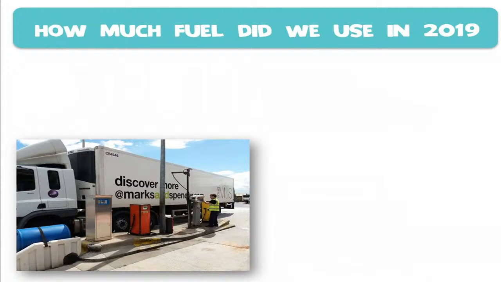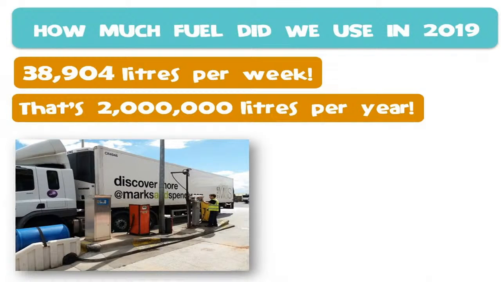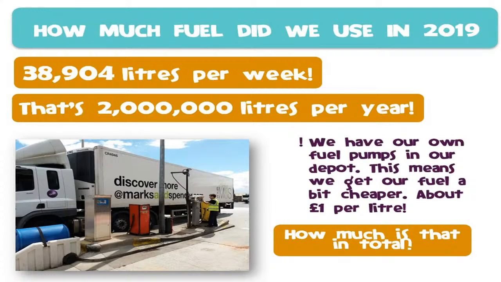How much fuel did Crewe Depot use in 2019? 38,904 litres per week. That's 2 million litres per year. We have our own pumps in our depot. This means we get our fuel a little bit cheaper, about £1 a litre. The question is, how much is that in total?